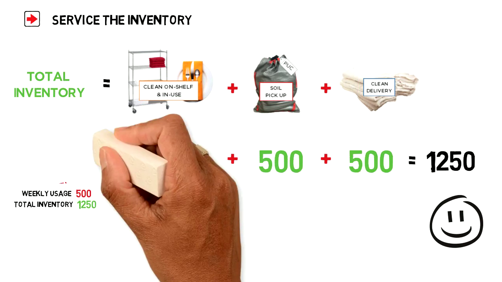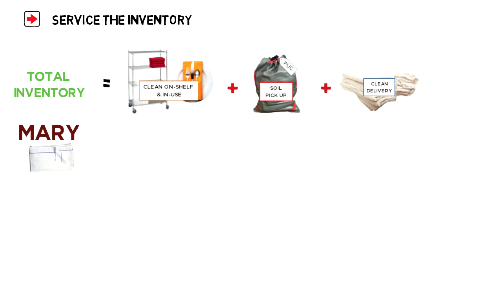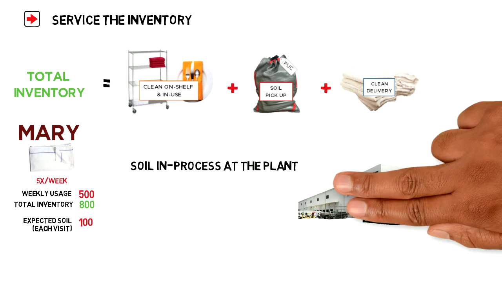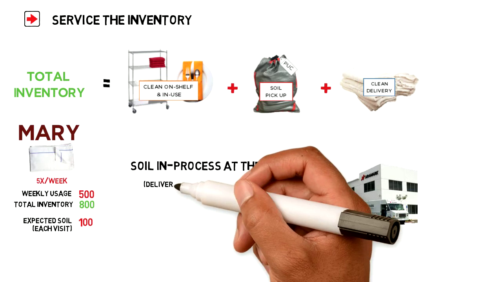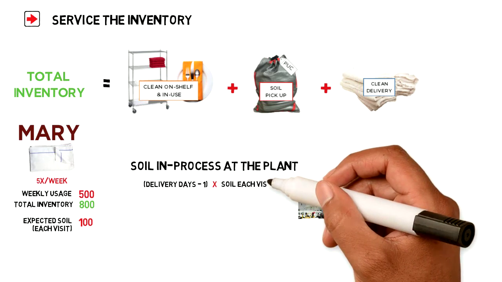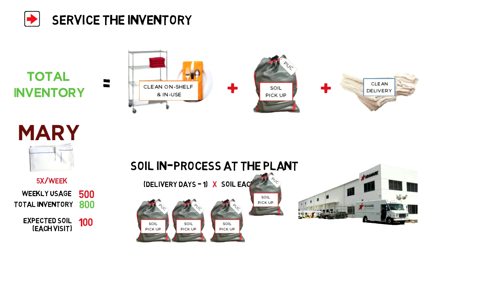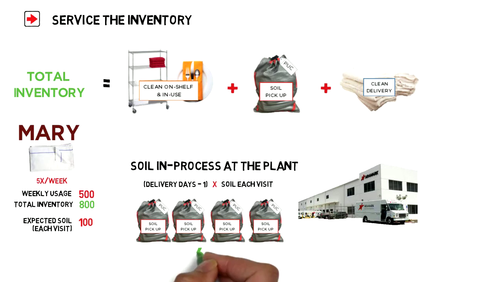Now let's look at our multi-day customer, Mary. Remember, her bar towel inventory was set at 800 for 5 times a week service. With usage of 500 per week, you expect to pick up and deliver 100 towels each visit. Doing the inventory check for multi-day is a little different in that you have to remember that you have product in process back at the plant. This amount is the number of delivery days minus 1 times the amount of pucked soil. So assuming you've been pucking 100 bar towels each visit, there should be 4 days of soil, or 400 bar towels, in process.